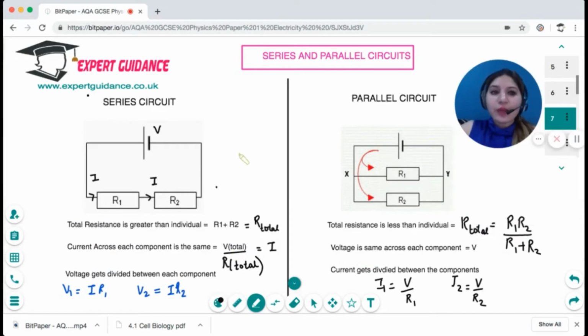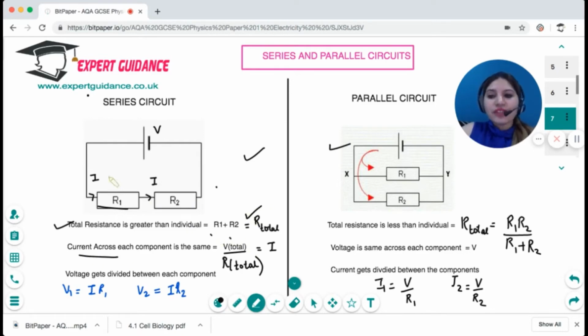Now we need to do a series circuit and a parallel circuit. In a series circuit, the resistors are connected next to each other. In a parallel circuit, they are connected in parallel. The total resistance in a series circuit is the sum of the individual resistances, which is greater than any individual resistance. So R1 plus R2 is R total.